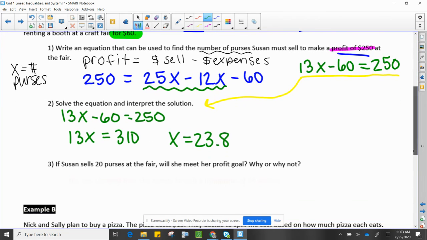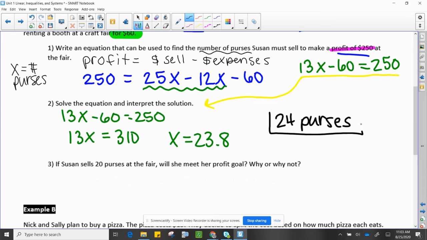Well, I can't really have 0.8 of a purse. So I'm going to actually have to round this up, right? Because 23 wouldn't be enough for the profit. So we're going to have to round up to 24. 24 purses. Make sure you interpret your answer. If you're solving for X, you know actually what you're solving for. That's why I knew this decimal doesn't really make sense. That's why we rounded our answer.